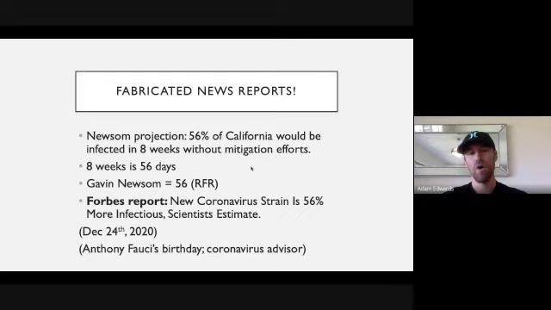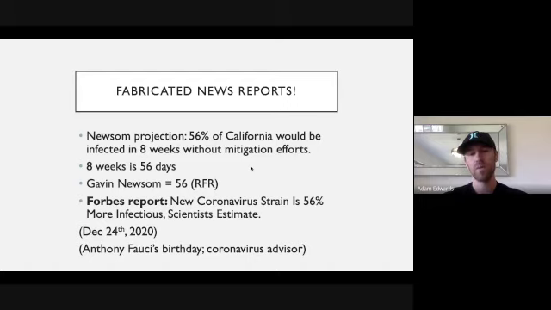Forbes report. Forbes, owned by the Jesuit order. Forbes, Time magazine, Washington Post, New York Times. They own it all when it comes to the media. So new coronavirus strain is 56% more infectious, scientists estimate. Scientists, what scientists? Who? A lot of the genuine scientists are coming out and questioning coronavirus and they're losing their jobs, as are many doctors coming out and questioning it, the treatments, and the fact that they're saying hospitals are empty, and they're losing their license, they're losing their job for speaking the truth.